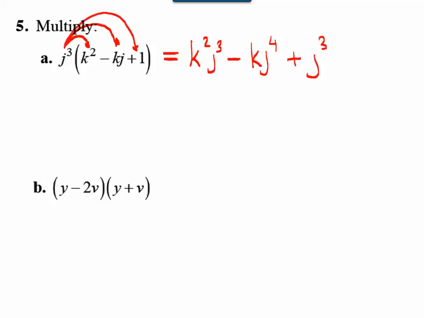Notice they are not like terms, right? None of them have the same exact variables, same exact exponents. All right, B, all yours. Foil it all out. Just be careful with different variables at the same time.